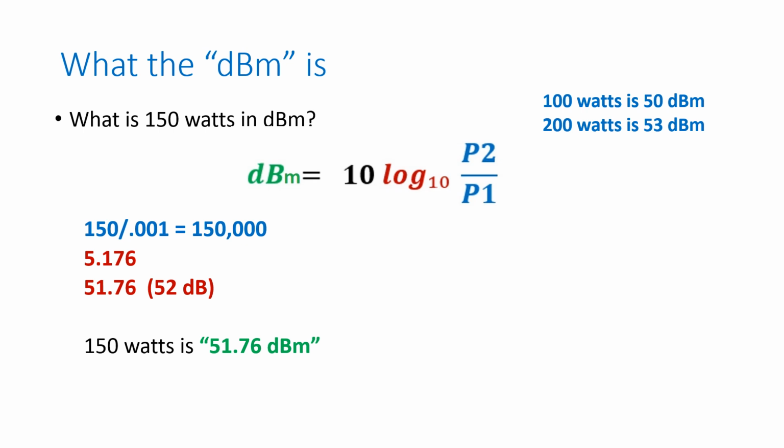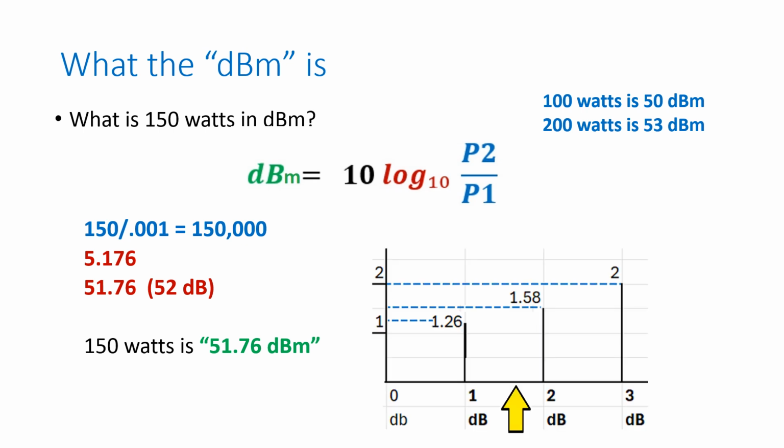As a matter of fact, if we were to say 52 dBm, what would 52 dBm actually be? Well, let's take a look here. 52 dBm, let's see. If I had 100 watts and I added 2 dB, that would be 100 watts times 1.58. So this would be 158 watts if it really was 52 dBm.